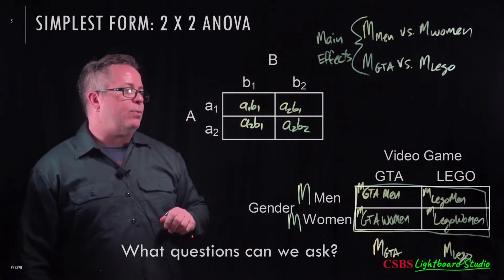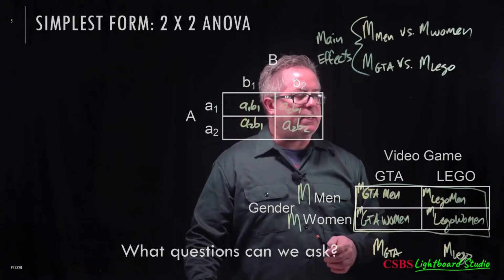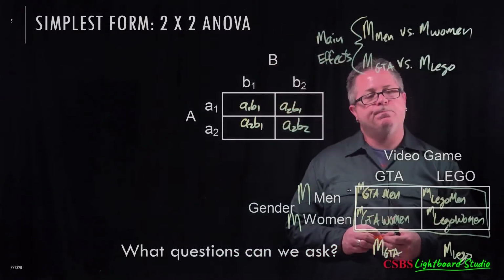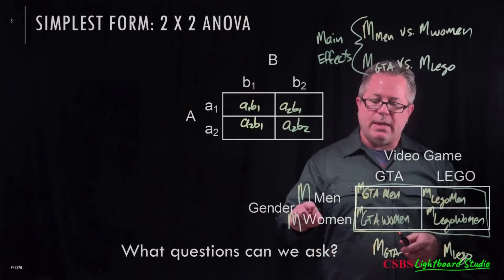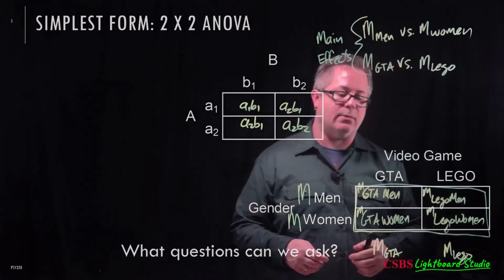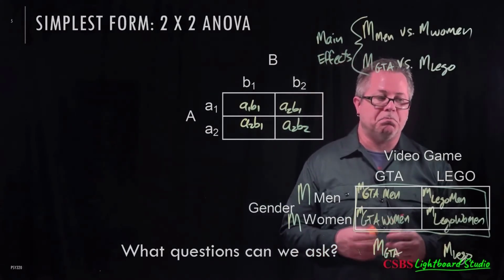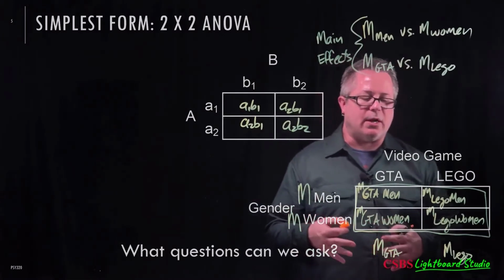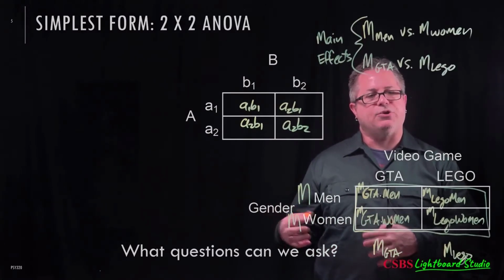Okay. Now, when we start to look at how these four cells, because what you might expect, right? If my hypothesis is a little bit more complex, what I might expect is that for men playing Grand Theft Auto should lead to more aggression than playing the Lego game. But for women, maybe there's no difference. All right, so now I have a more complex idea that video games may impact the genders differently.